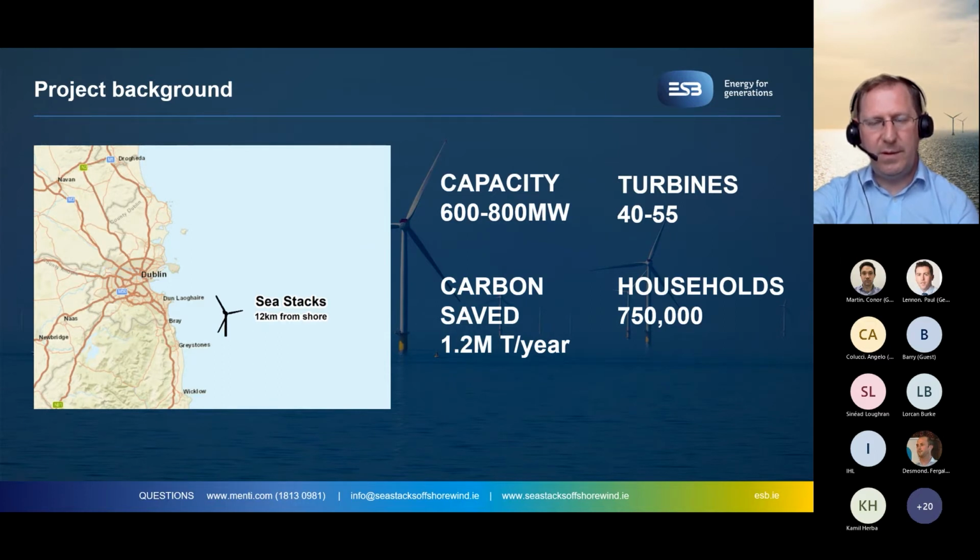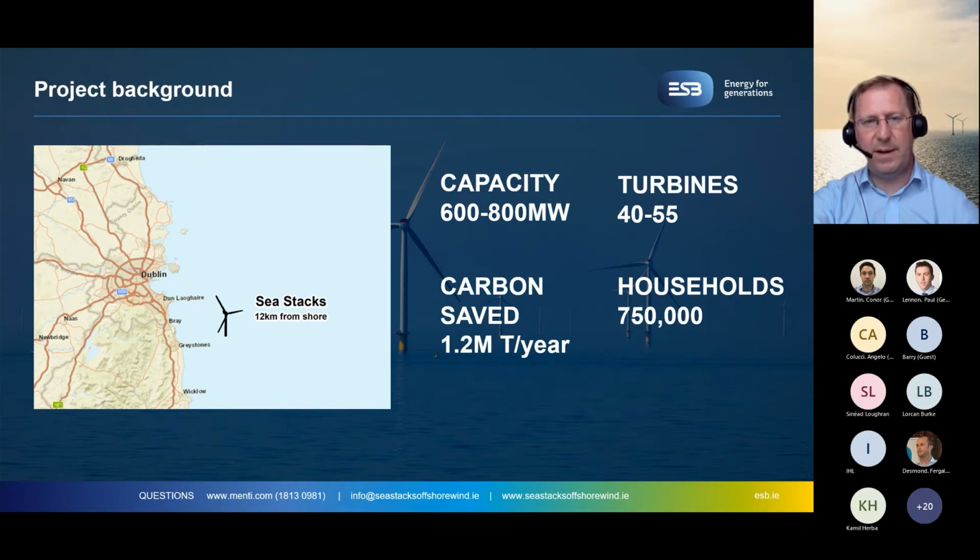So a little bit about the Sea Stacks project. The project name is derived from the iconic Poolbeg chimneys, one of the most readily identifiable landmarks on the Dublin landscape. The stacks are associated with Poolbeg Generating Station, which was constructed in the early 1970s, and are really a monument to an era of fossil fuel burning.